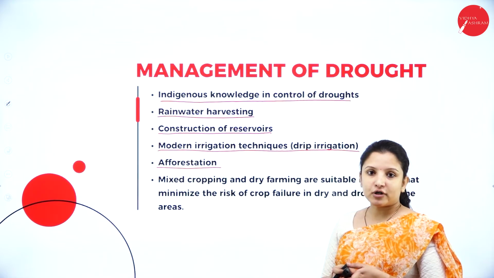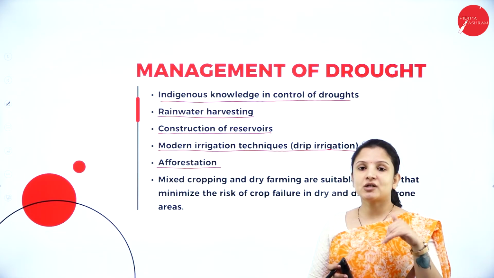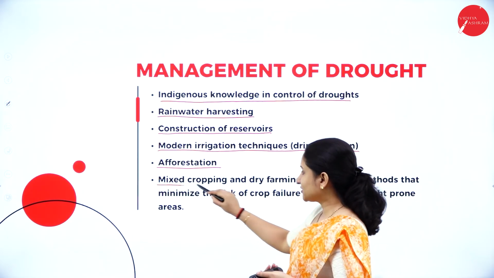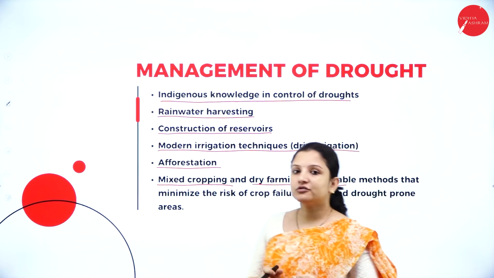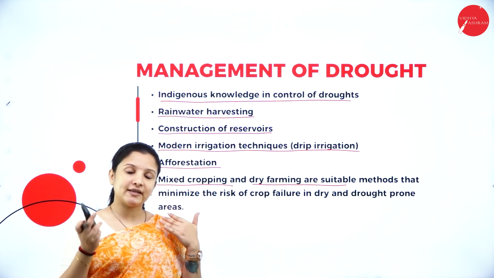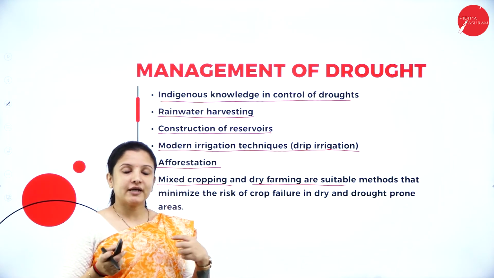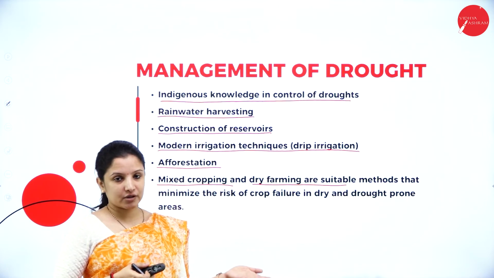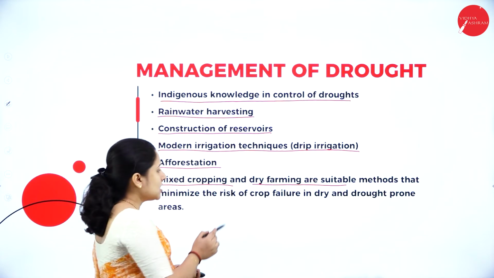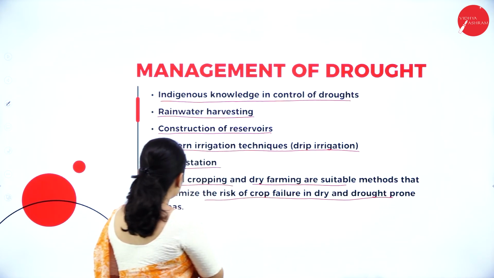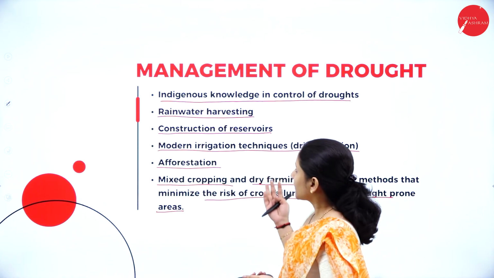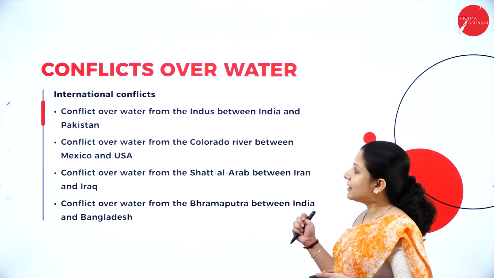Next is afforestation. Wherever there are no trees, try planting trees. Afforestation can also prevent drought. Next is mixed cropping and dry farming. These are also very important. Mixed cropping means growing crops which need water as well as crops which make use of very little water, so that a minimal amount of water can be used for the field. Next, dry farming. These are suitable methods that minimize the risk of crop failure in dry and drought prone areas. So these are the ways how drought can be managed.